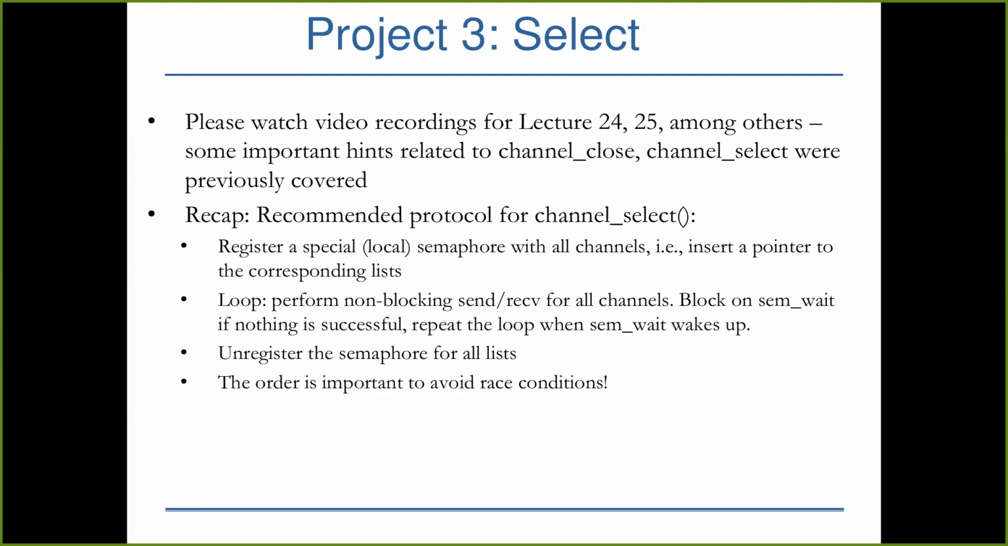You will have a local semaphore for each select operation, because you cannot block on any of the channel condition variables or semaphores. You initialize it, and you register it with all channels that participate in the select operation. For each channel, you'll have a linked list for receivers and senders. There will be two different lists. So insert a pointer to the semaphore into this list. For that, you also need to implement the doubly linked list in linked_list.c.